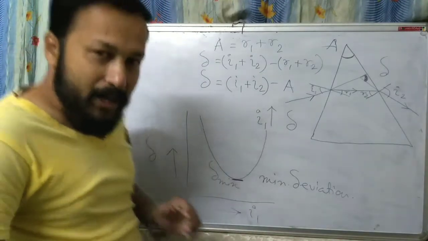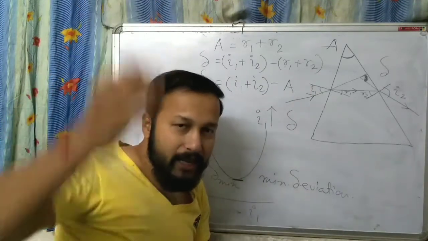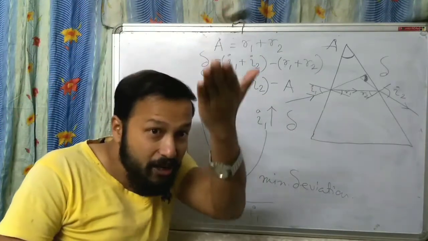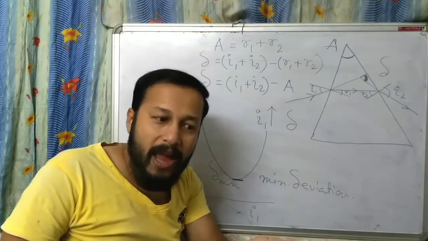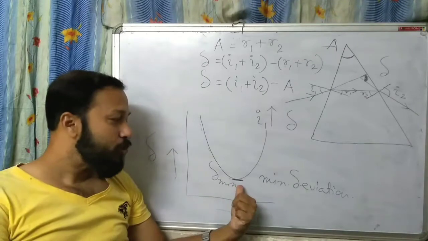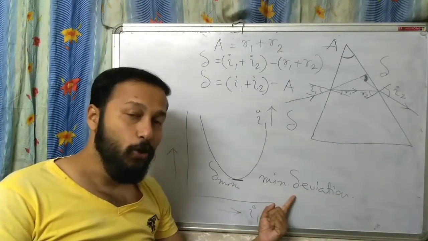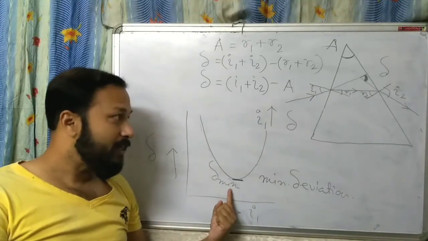and we denote it as delta min. So as I told you, if you increase the angle of incidence, you will see that the angle of deviation decreases first and then again it increases. So the lowest value, the least value which we got, we call it minimum deviation. That is delta min.